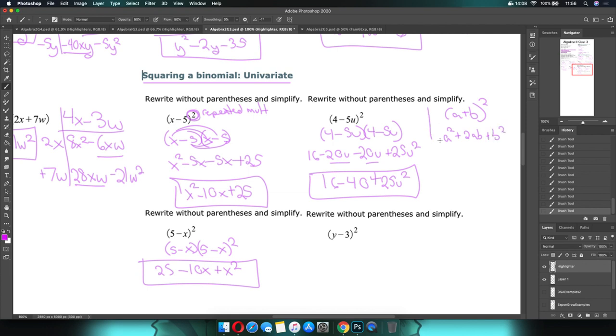It's okay if you don't recognize this off the bat. It takes a while. When I was in high school, Ms. Dubois took a while to figure out the pattern for this, and I was outright told the pattern to start. But what's happening is I can take my first term, square it, multiply these two together, double it, and then square my second term in order to get my final answer.